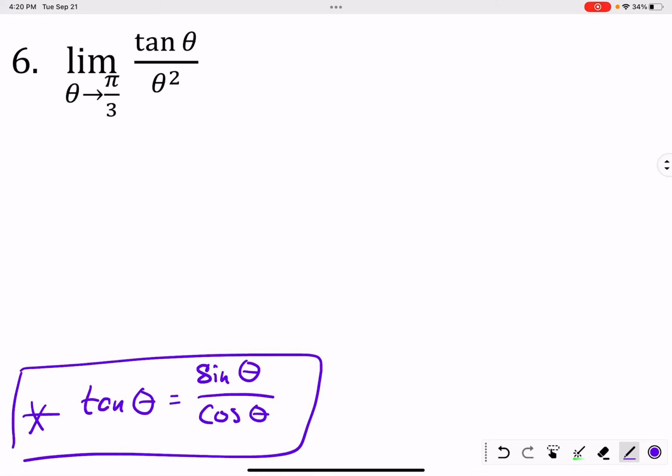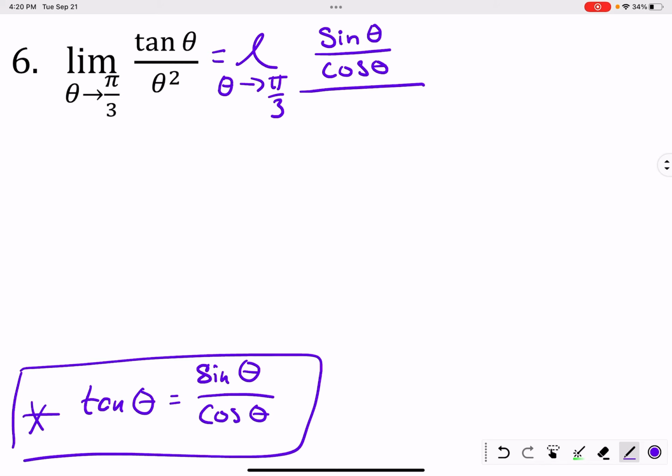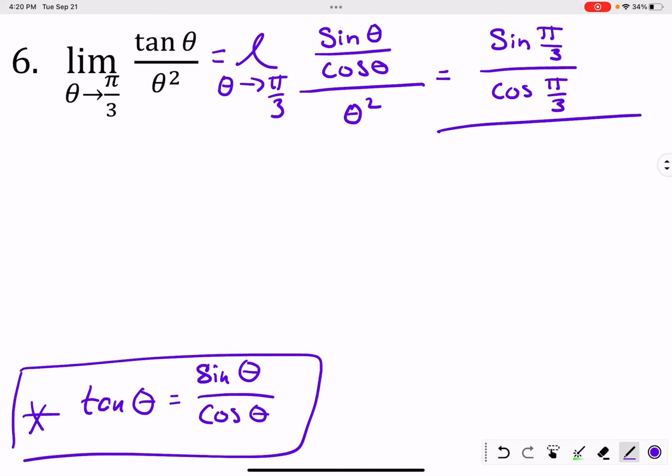This is going to equal the limit as theta goes to pi over 3. Instead of tangent, I'm going to do sine of theta over cosine of theta, all over theta squared. Now I'm going to plug things in. So I'm going to do sine of pi over 3 over cosine of pi over 3, over pi over 3 squared. We have a little bit of simplifying to do. I'm just going to get rid of this so I have more room. Now let's actually calculate these values.